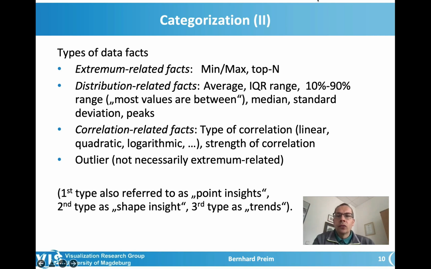Yeah, so I think the extremum related facts are clear. Distribution related facts include, for example, the interquartile range. That means the range where 25% of the values are below and 25% are above. So 50% of the values are within this range. Median and standard deviation are also mentioned.